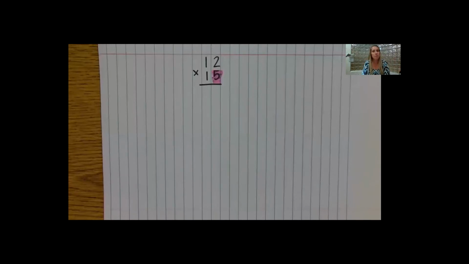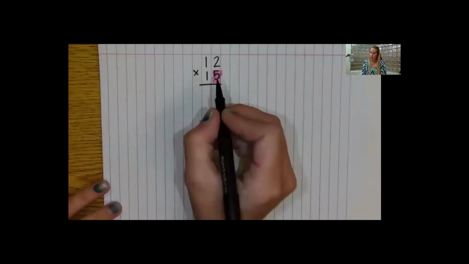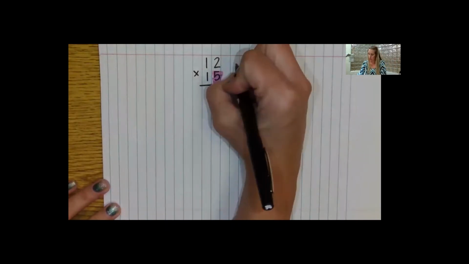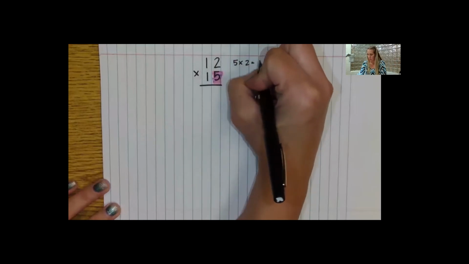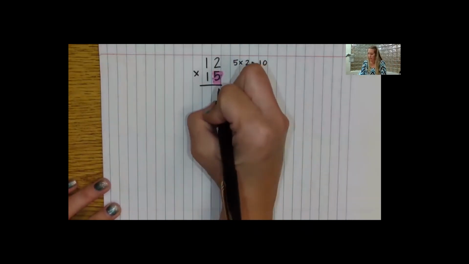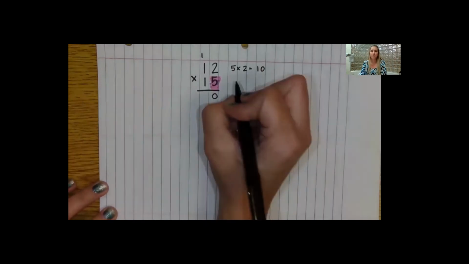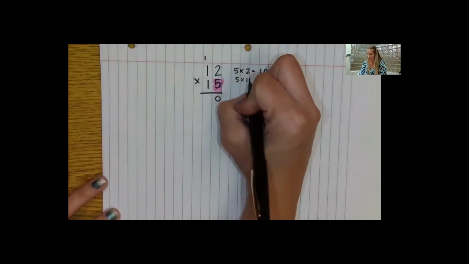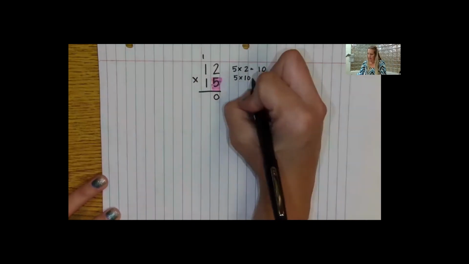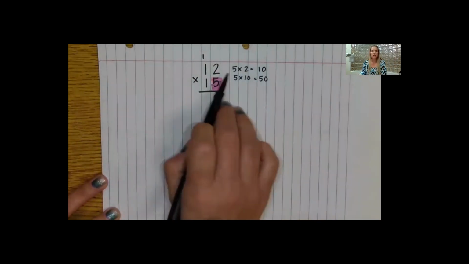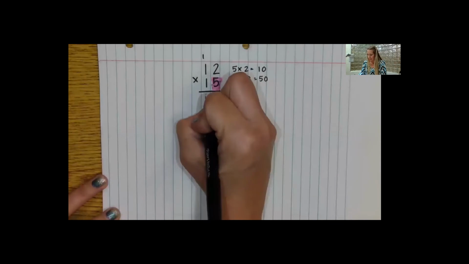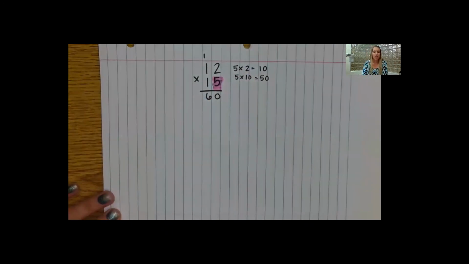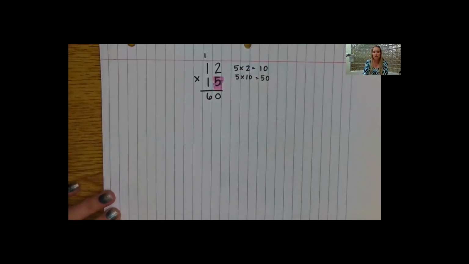Okay, what do we need to remember sometimes when we're multiplying? That's right, we need to remember that sometimes we're going to have to regroup. So let's keep that in mind as we move forward. So let's begin. 5 times 2 equals 10. So I put a 0 and I regroup a 1. 5 times 10, because this 1 is worth 10, equals 50, plus the 1 I regrouped is 60. Fabulous work. Now I'm ready to move to the tens place.